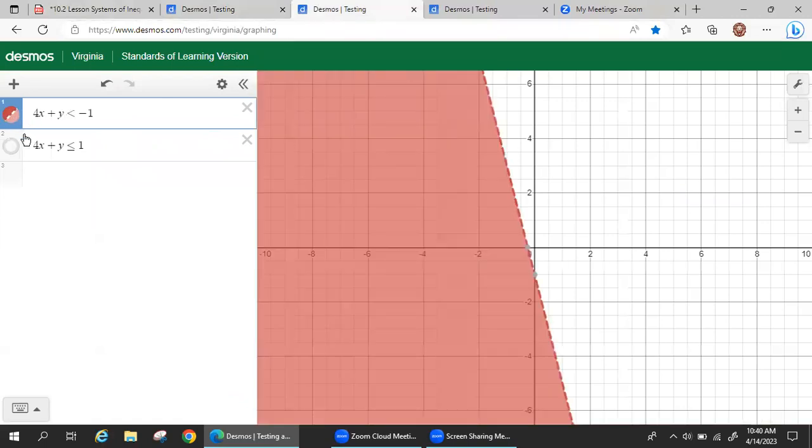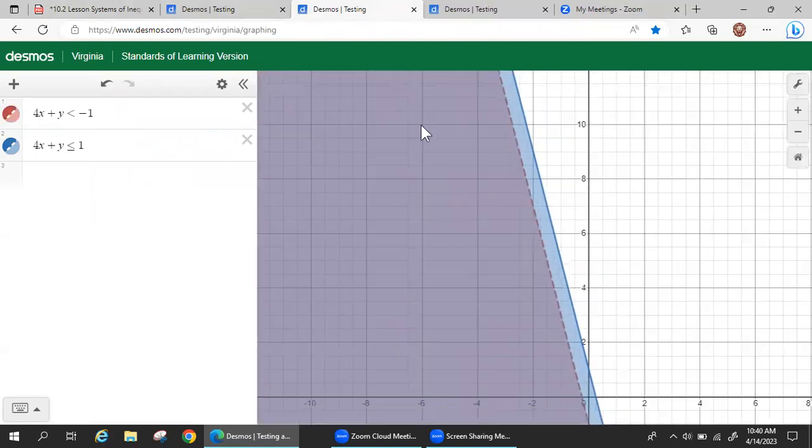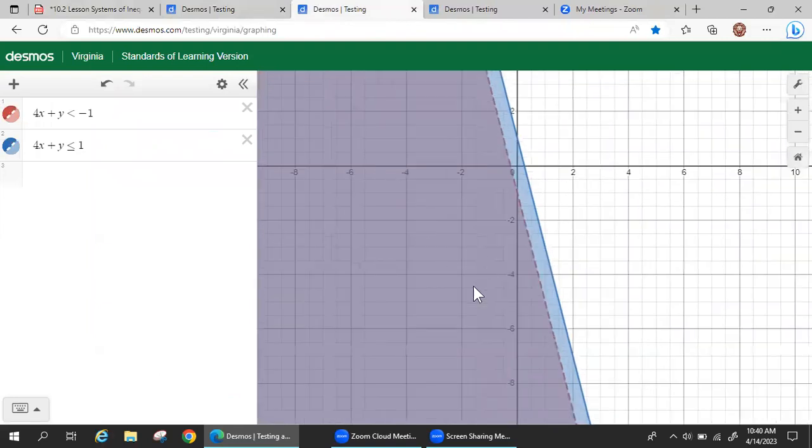So if I turn them both on, here I have a red shaded and a blue shaded, and these overlap almost perfectly on top of each other. There is a little blue space there. The place where they overlap is this darker red place. So you can see regular red, and then I put the blue, and it makes this darker red, almost purple space. The shaded region where they overlap is where all of the solutions are.